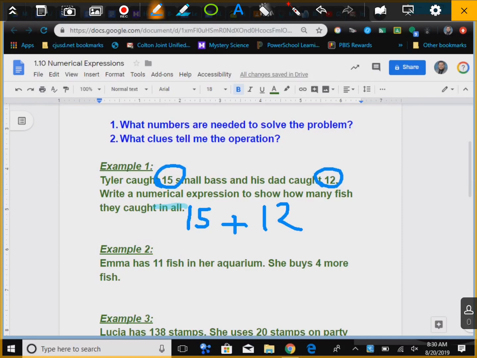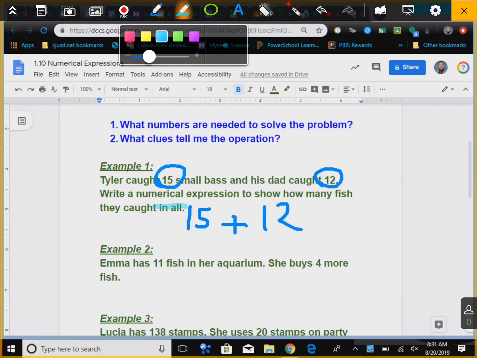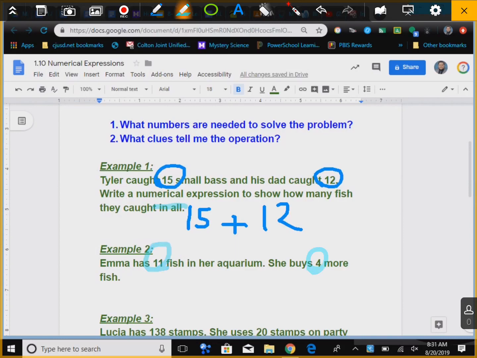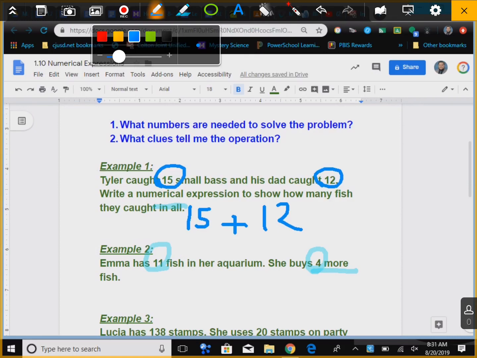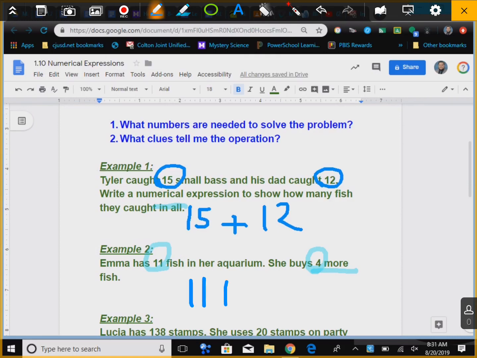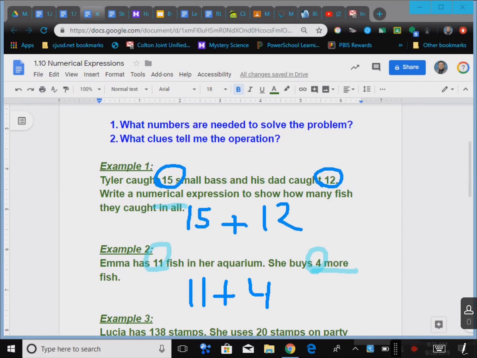All right, let's do example number 2. We have 5 examples, but you can see that they're not really that difficult. Emma has 11 fish. That's one of the numbers. She buys 4 more fish. What clues tell me what operation we're going to use? I think "4 more." The "more" tells us we have to add the 4 to the 11. So it's 11 plus 4. And that's it for that example.